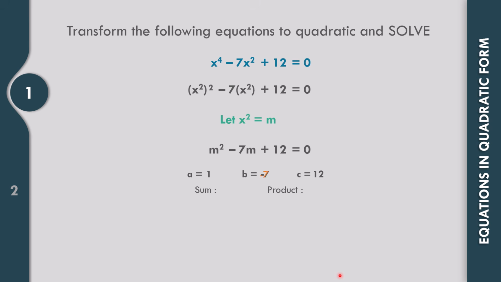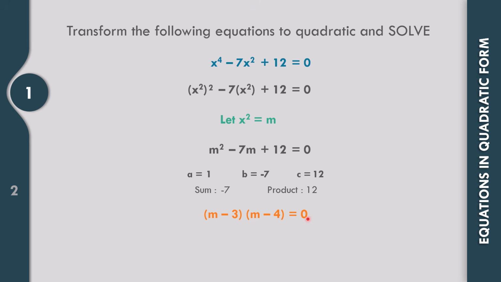Think of factors where the sum is negative 7 and the product is 12. If we choose the product 12, for example, 6 times 2, the product is 12, correct? But if we add, that is 8, so that is incorrect. Another, think of a factor of 12. So 4 times 3, correct, 12. But if we add, the answer is 7. So it must be negative 4 and negative 3. If we check, negative 4 times negative 3 is positive 12, and if we add, that is negative 7. So it means the factors of m squared minus 7m plus 12 equals 0 are m minus 3 and m minus 4.